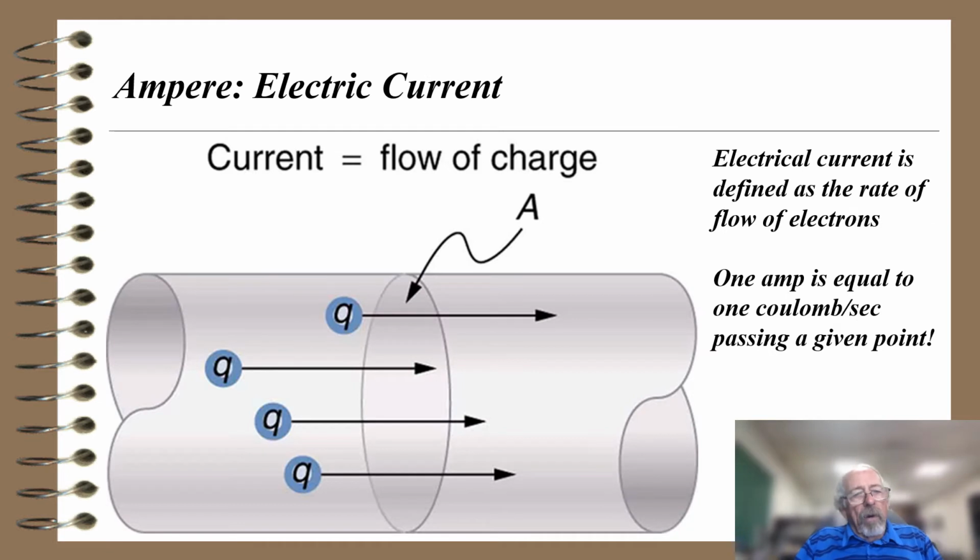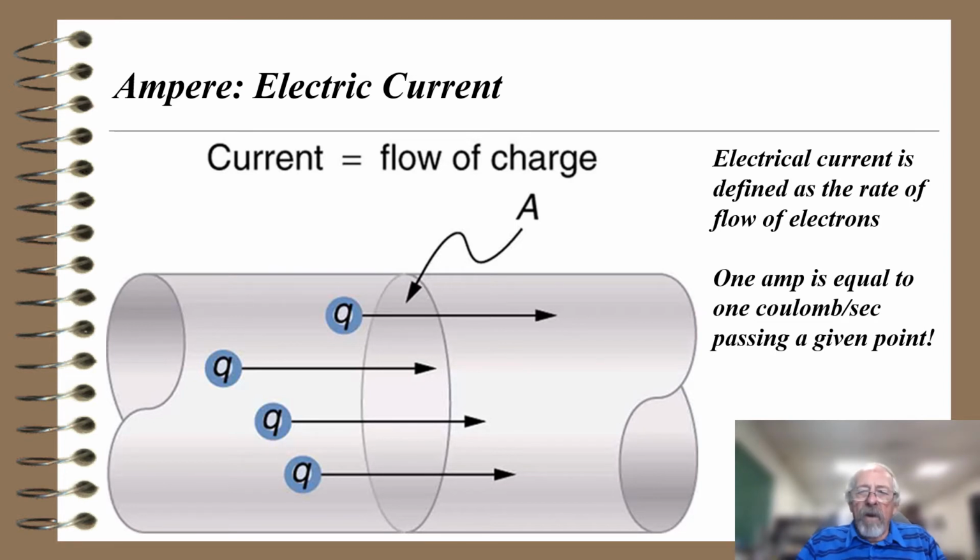So let's switch our gears here a little bit to talk about electrical things, and the ampere is our electric current standard, and current is equal to the flow of charge. Here you see a blown up wire. There's a cross section A, and there's electrons, which are represented by the circles with a Q inside to indicate charge, and they are passing through that area A.